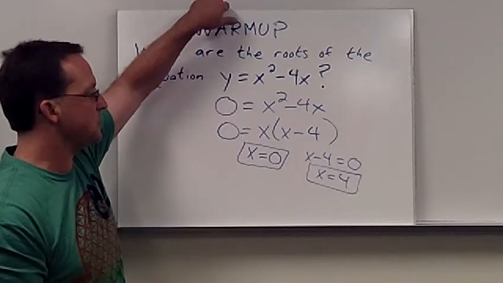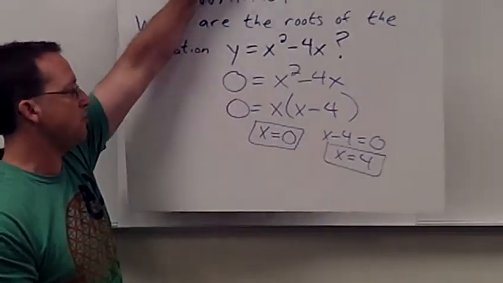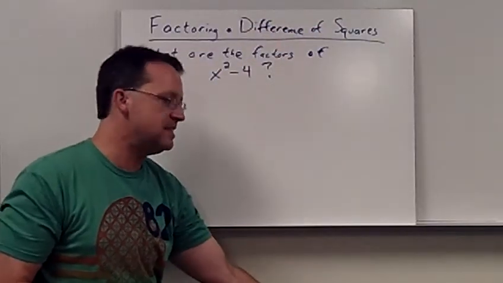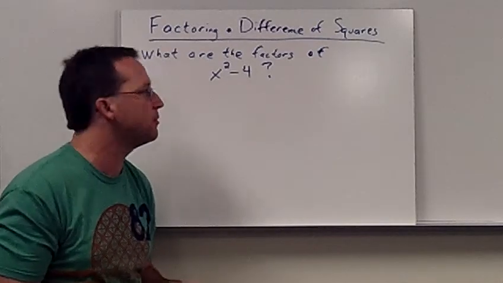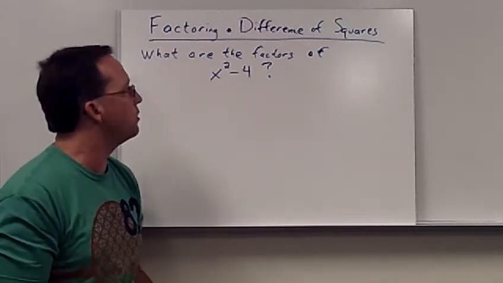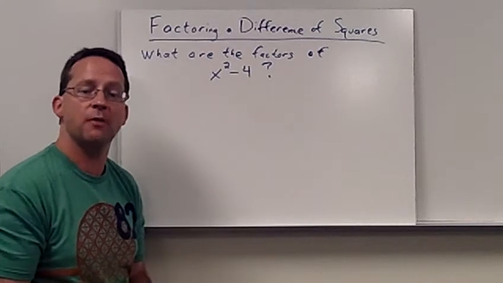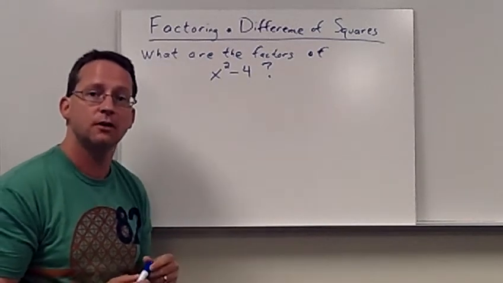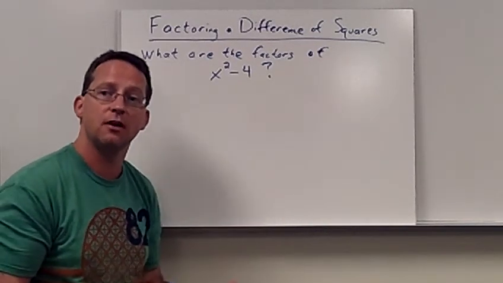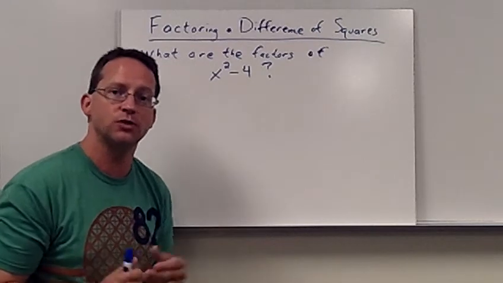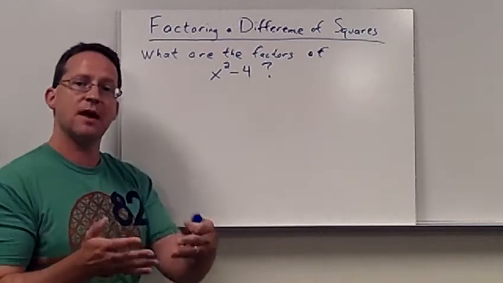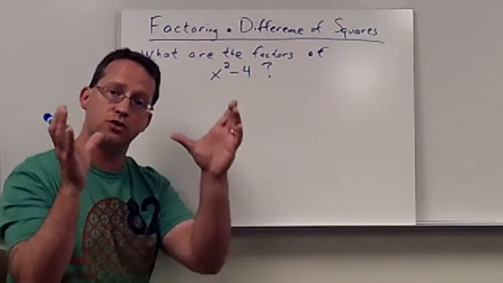What we'll look at today is a special kind of quadratic, something called a difference of squares, and we'll talk about where that name comes from. This question says, what are the factors of x squared minus 4? Notice this isn't an equation. We're not actually being asked to solve anything here. We're just given an expression, no equal sign. So we're being asked to break down x squared minus 4 into the two factors.